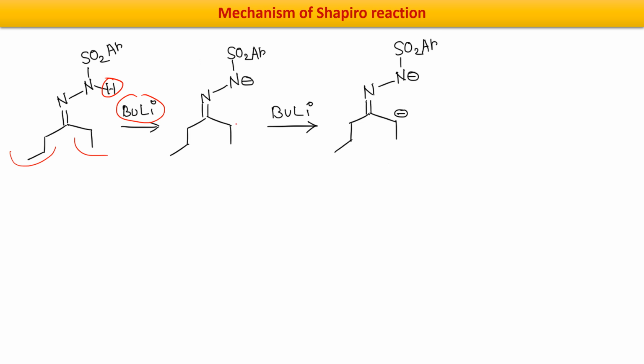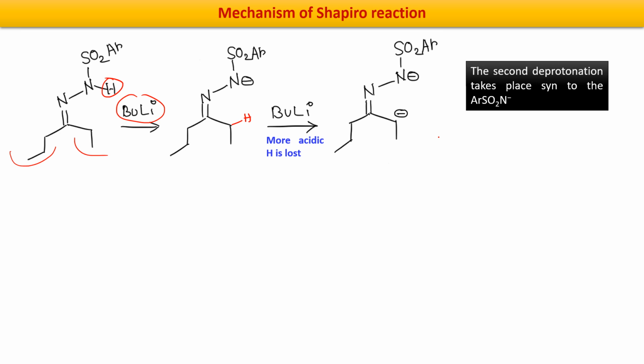Now the second butyl lithium will capture this hydrogen. So it will prefer that position where it is less sterically hindered, and also that hydrogen which is basically more acidic in nature. Okay, so that hydrogen will be lost. So here we have negative charge at this position. So the second deprotonation, that is this hydrogen, when it is removed, takes place syn to SO2N. So this group, syn to this, will be removed.